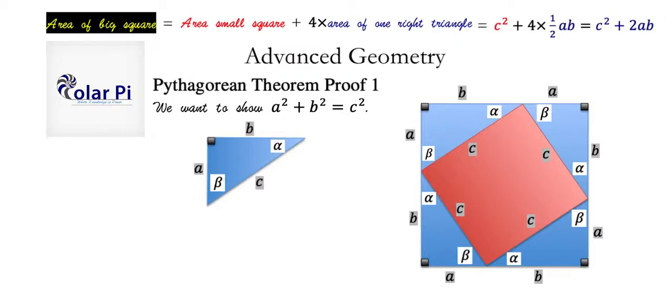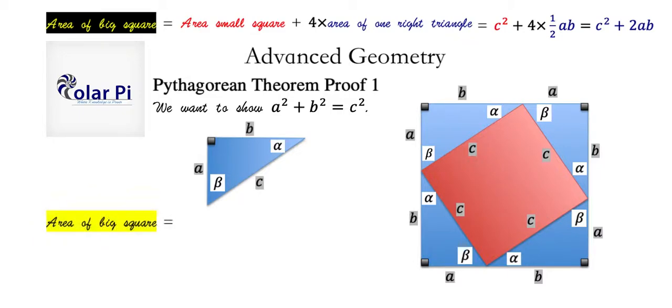So this is going to be c squared plus 4 times 1/2 AB. Obviously, the c squared is for the area of this red square. And then one of the blue right triangles has area 1/2 AB, so 4 times that is that. And of course, this here simplifies to this here, yeah? But wait, there's another way to figure out the area of the big blue square.